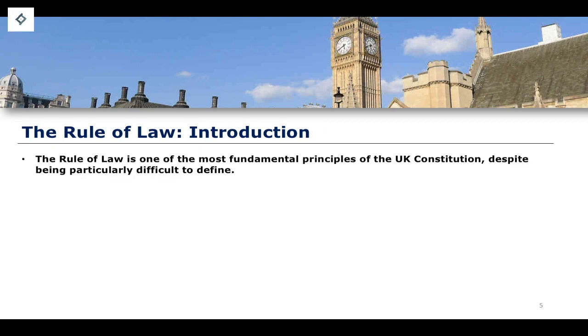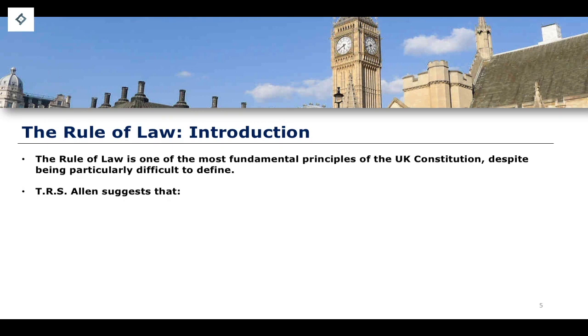Secondly, then, we have the rule of law. Now, the rule of law is, to many people, and in a number of different ways, considered to be the most fundamental principle of the UK's constitution, despite being difficult to define in and of itself. In fact, when we talk about the concept of the rule of law, we can look to individuals who try to elucidate the concept, but do so in a different way.